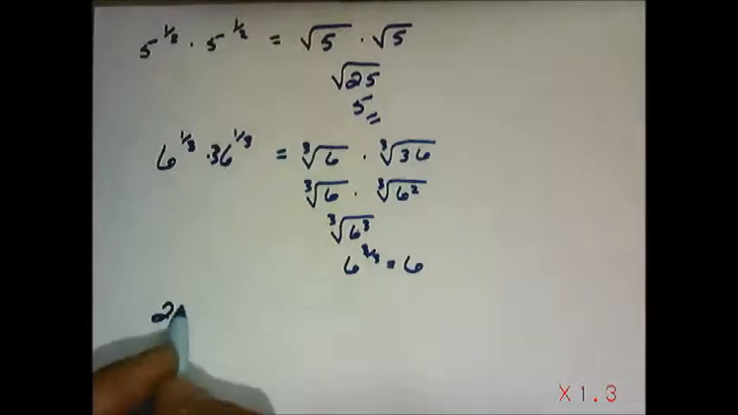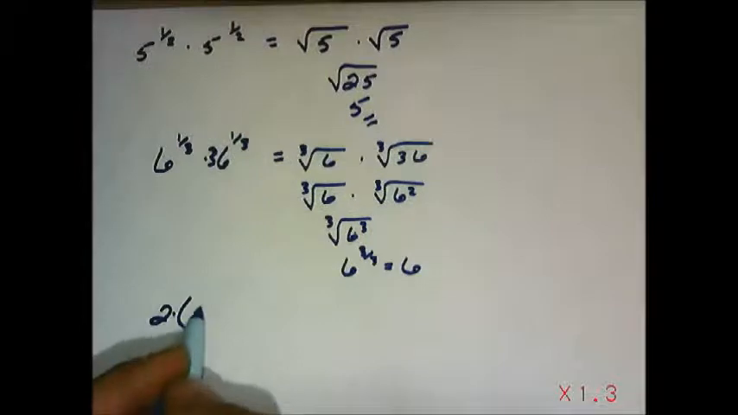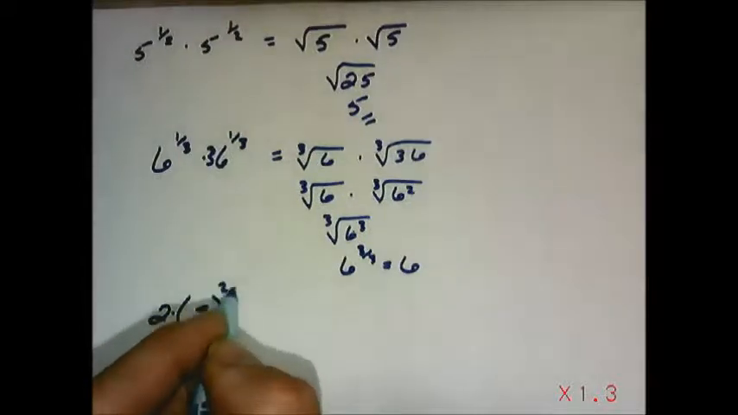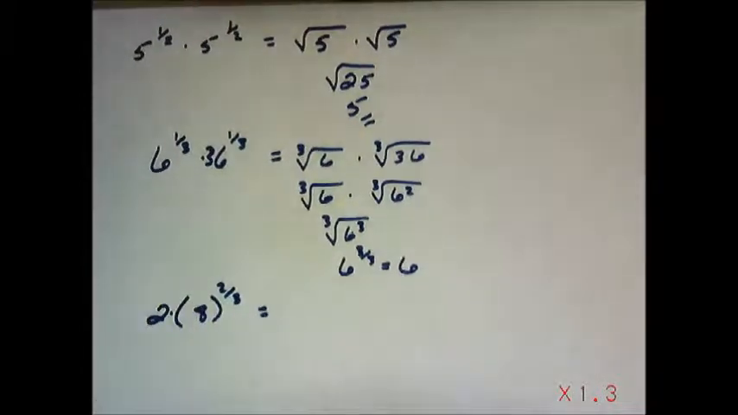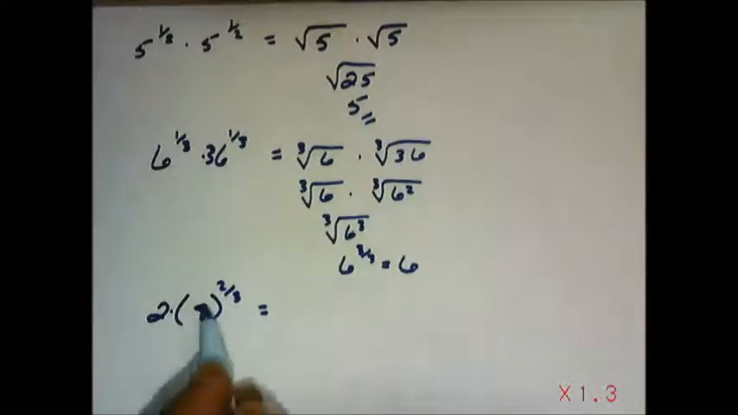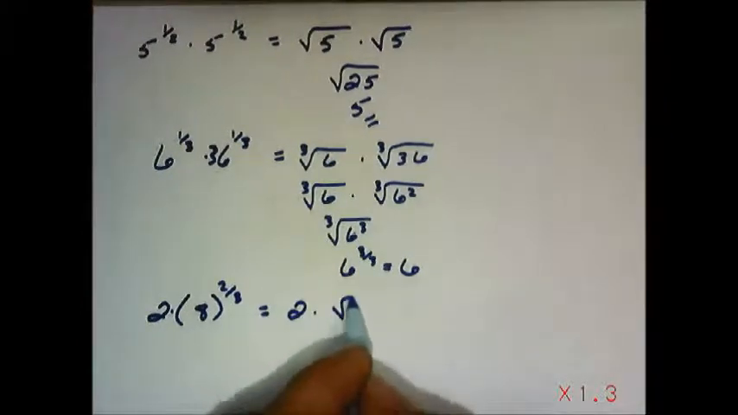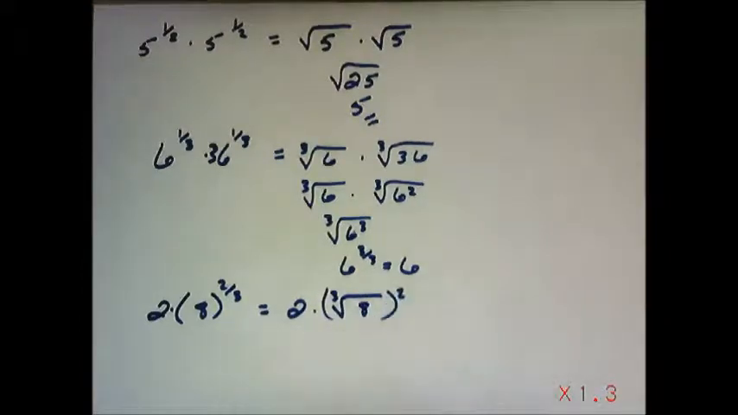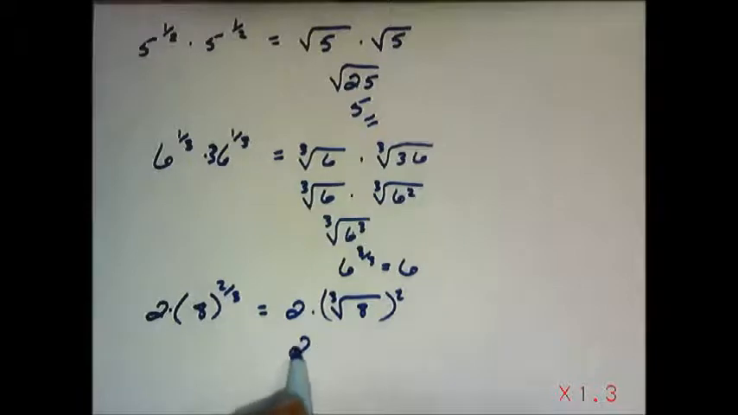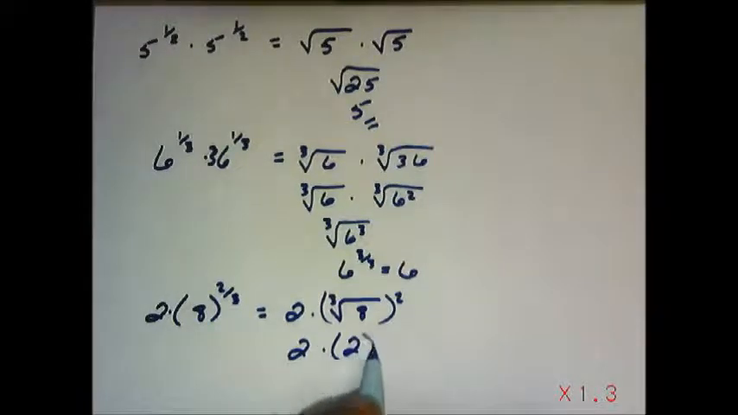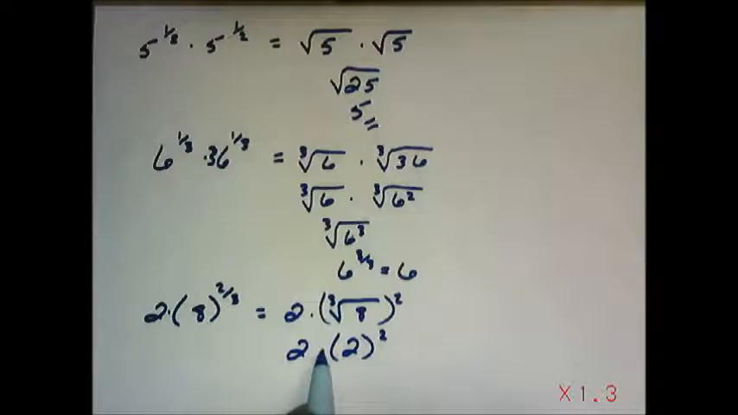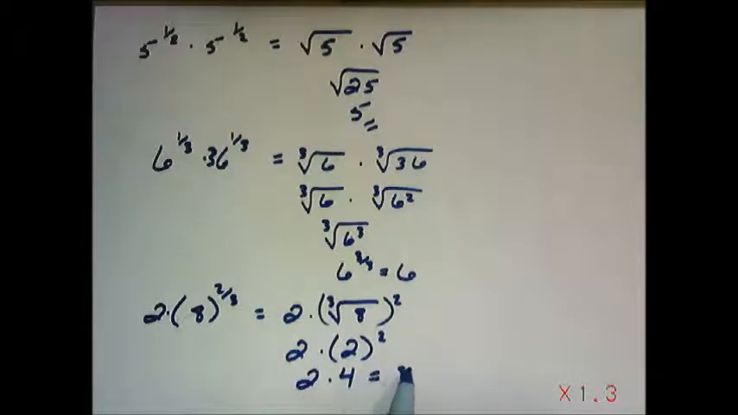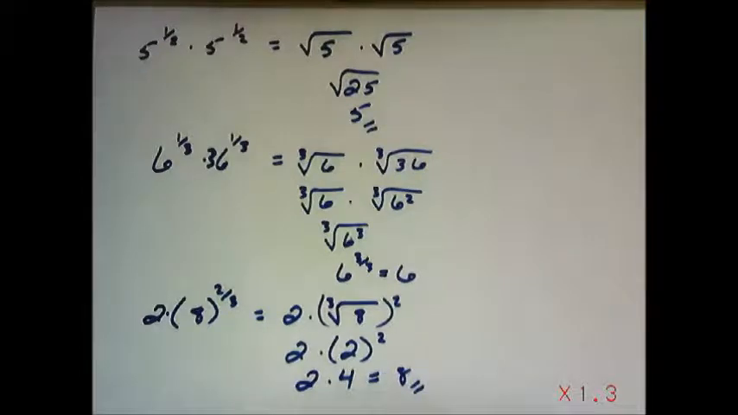We can also take multiplication as, say, 2 times 8 to the 2/3 power. Here, to simplify this, I would take the 8, make it the third root of 8, and square that answer. The third root of 8 is 2, so I have 2 times 2 squared. 2 times 2 squared is the same as 2 times 4, and 2 times 4 is 8. And there's my final answer.